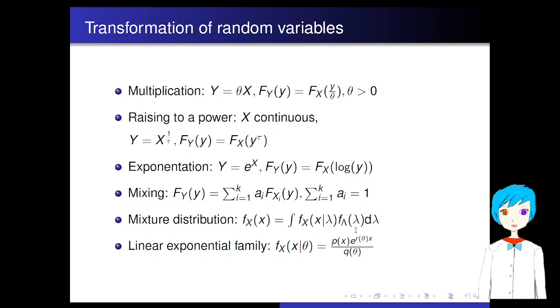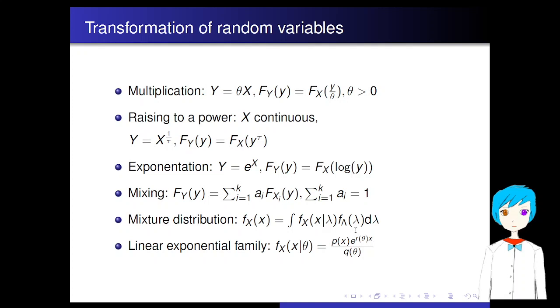We also have the mixture distribution. It's a continuous version of the mixing because now we have a parameter lambda, and Fx of x conditioned on lambda can be seen as xi, but here the parameter can be taken from a continuous space.